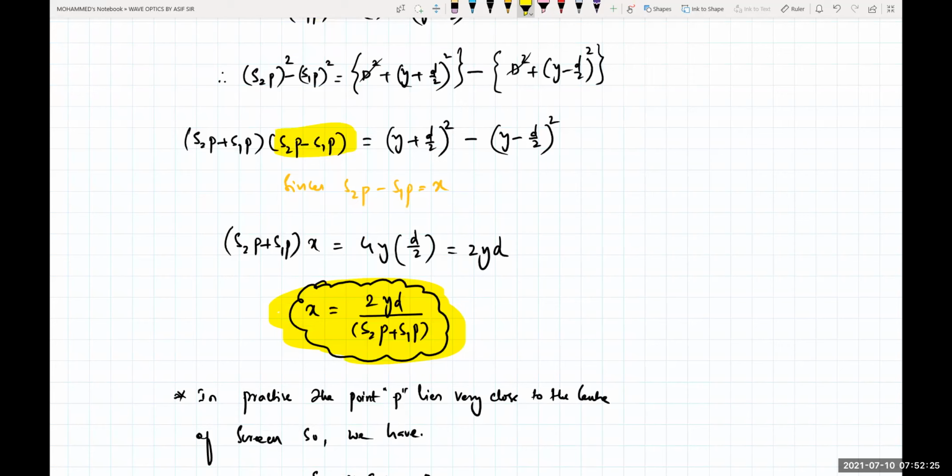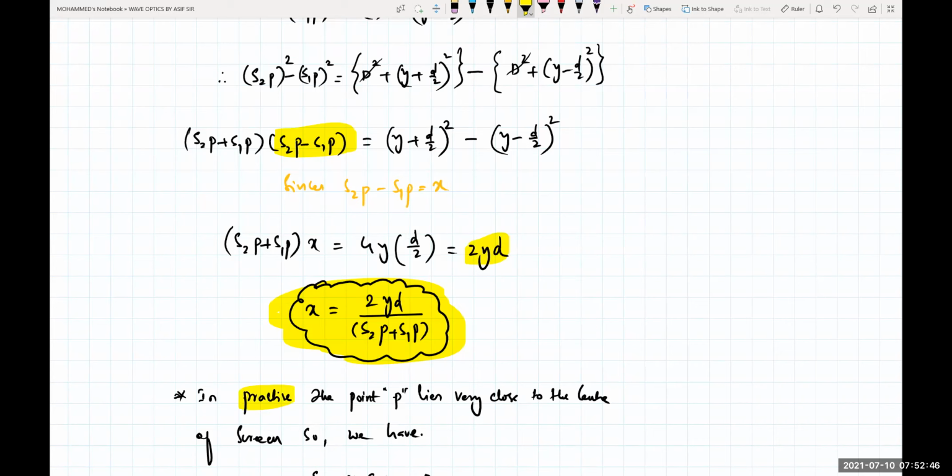Okay? Is that clear? Yes, sir. So this will become 2y into D. So X will be equal to how much, beta? 2y into D divided by S2P plus S1P. So this is your path difference.